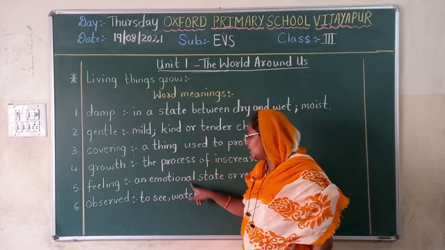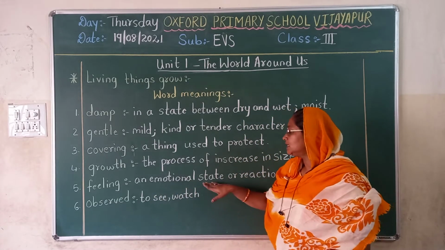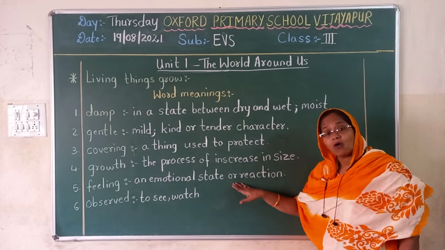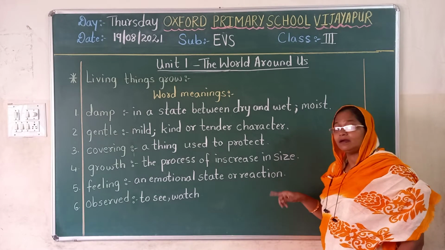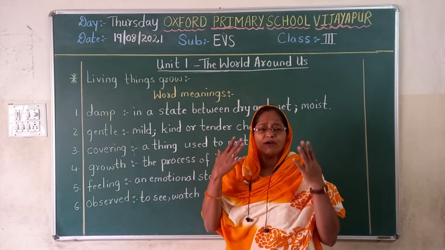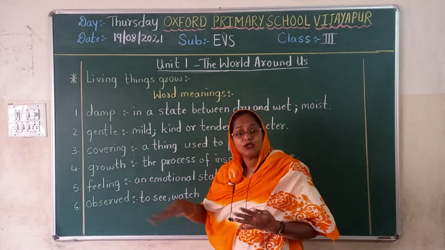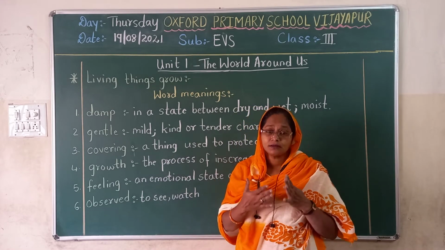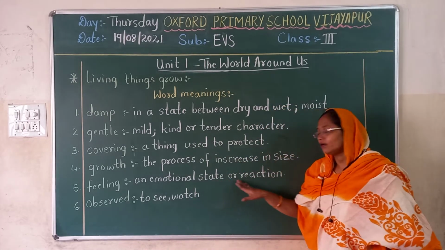An emotional. E-M-O-T-I-O-N-A-L. Emotional. State. S-T-A-T-E. State. Or reaction. R-E-A-C-T-I-O-N. Reaction. Suppose one of your friends is not feeling well. You become very emotional. And what reaction do you have? That is the meaning that you are having feeling. You love them, you care for them, you think about them. So feelings means an emotional state or reaction.